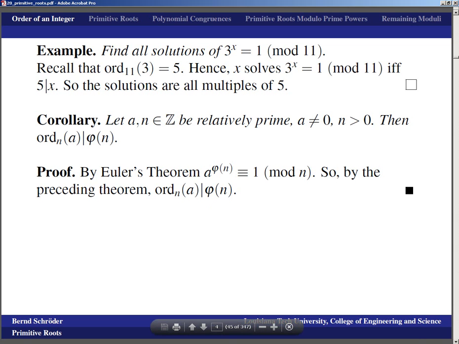Hang on just a second, please. And I'm back. Sorry for the interruption. I just wanted to make sure that I recalled Euler's theorem correctly, and of course, as I was making the slides, I did. These results are correct.